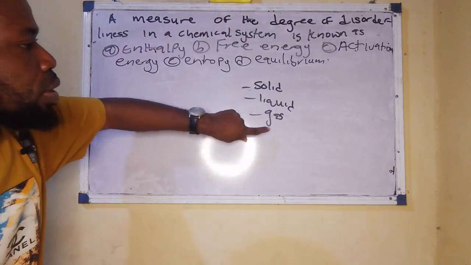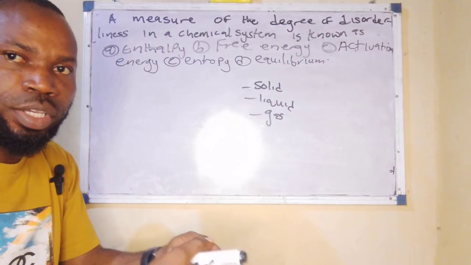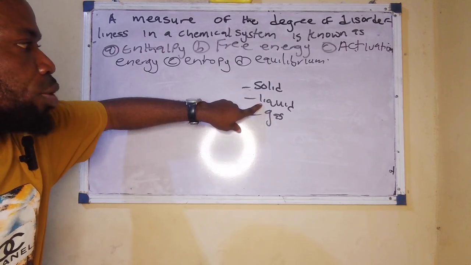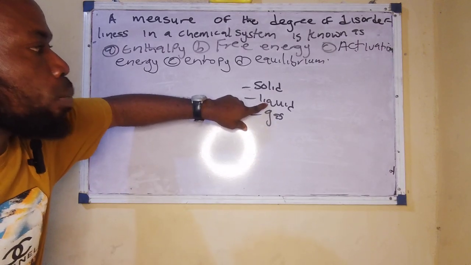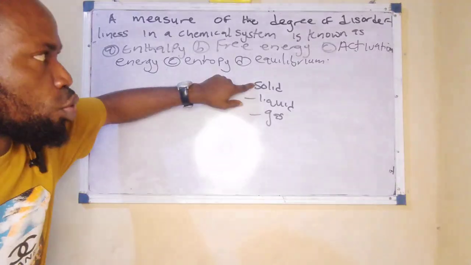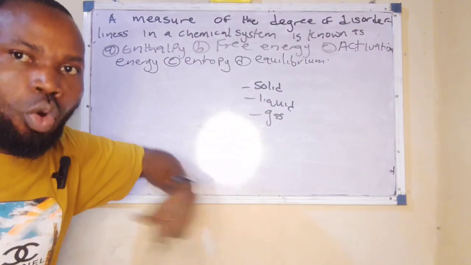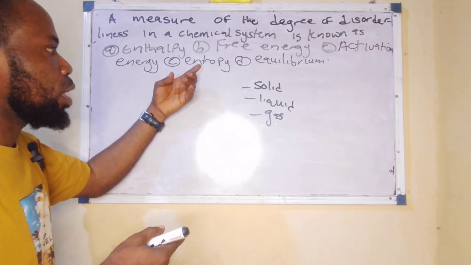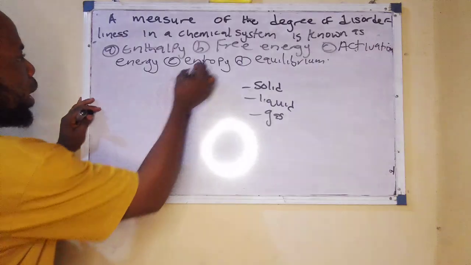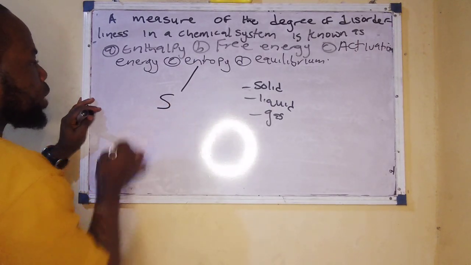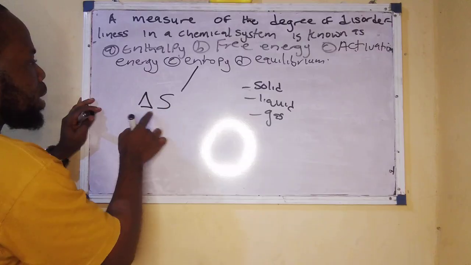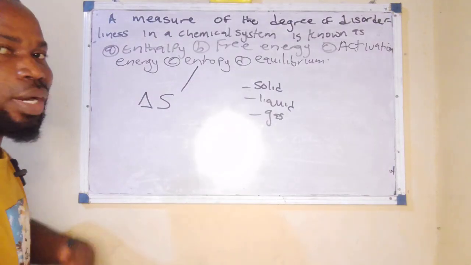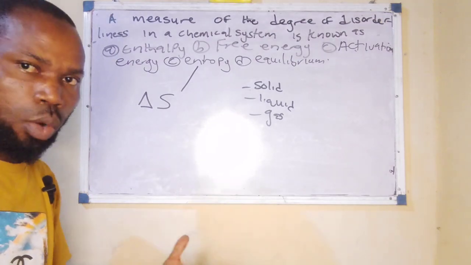Now the degree to which these particles move is the disorderliness. So the particles in gas are way more disordered than the particles in liquid, and the particles in liquid are way more disordered than the particles in solid. So the degree of disorderliness or randomness of a chemical system is regarded as entropy. Entropy is represented with S. So if I say delta S, that means I'm referring to entropy change.